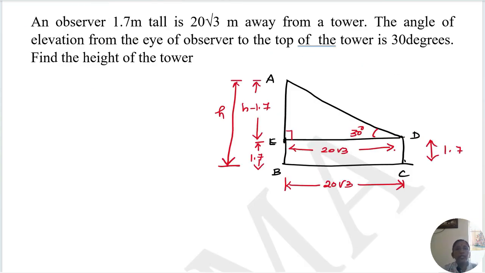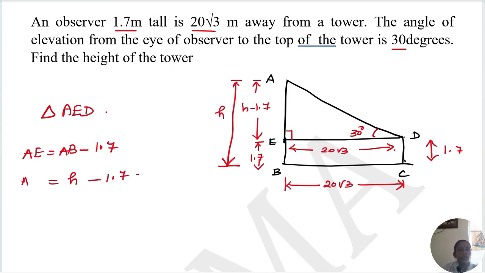An observer 1.7 meter tall is 20 root 3 meter away from the tower. The angle of elevation of the top of the tower from the eye of the observer is 30 degrees. Find the height of the tower. So here AB is the height of the tower. Look at your triangle AED. The theta value is equal to 30 degrees and our AE value is AB minus the height of the observer, 1.7. Let us consider AB is equal to H. So H minus 1.7 is our AE.